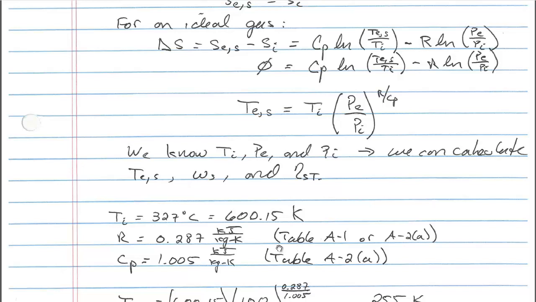And so when I do that, I find that R is equal to 0.287 kilojoules per kilogram Kelvin. I get that from either table A1 or it's also in table A2A for air. And the Cp value is 1.005 kilojoules per kilogram Kelvin, and I get that from table A2A.